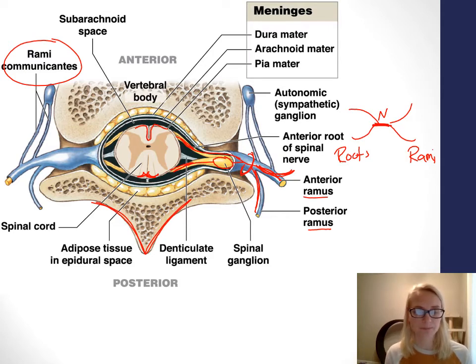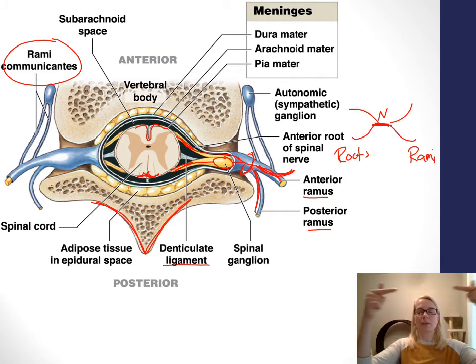Another thing that we can see here that we didn't in the other view is what's called the denticulate ligament. So at every level of the spinal cord, you have these little connective tissues, kind of extensions of the pia mater coming off and stabilizing the spinal cord laterally.